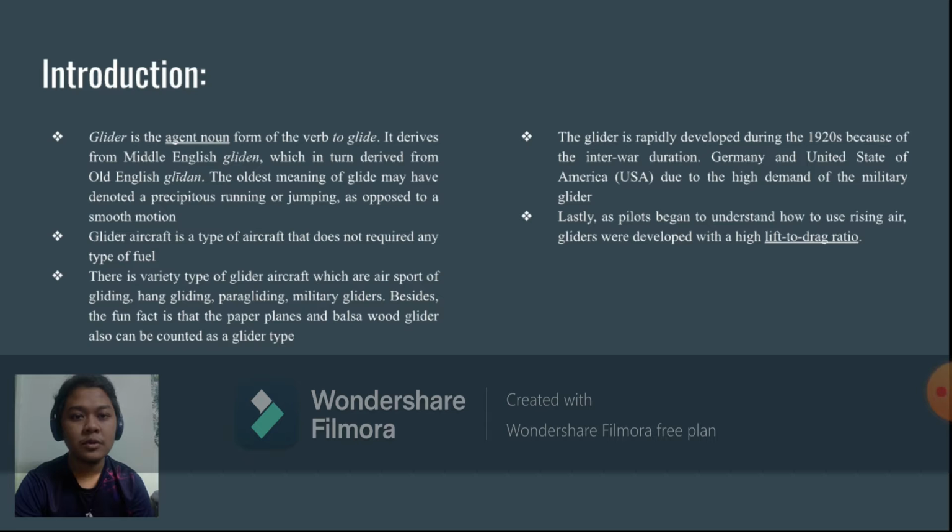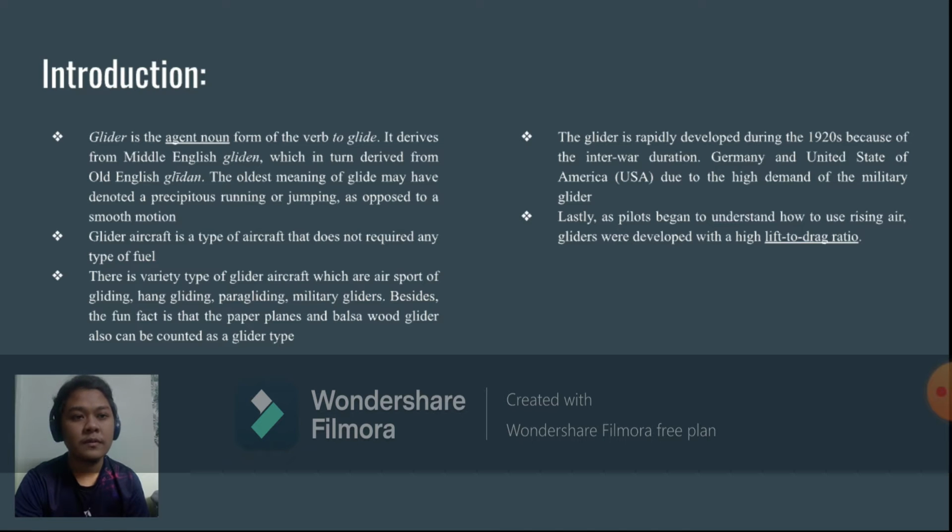Today I will present to you the introduction to the glider. Firstly, the word glider is derived from the Middle English word gliden, and a glider is a type of aircraft which does not require any type of fuel. The glider uses energy from the conservation of energy, and there are a variety of glider aircraft, which are sport gliding, hang gliding, paragliding, and military gliders. And beside that, the fun fact is that paper planes and balsa wood gliders can also be counted as a glider type.